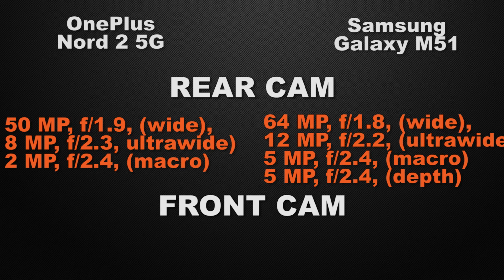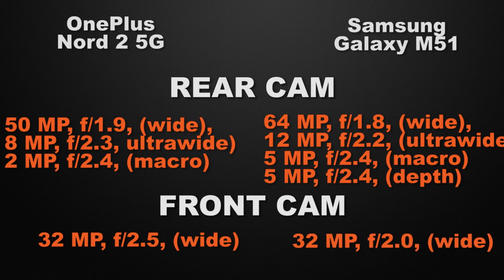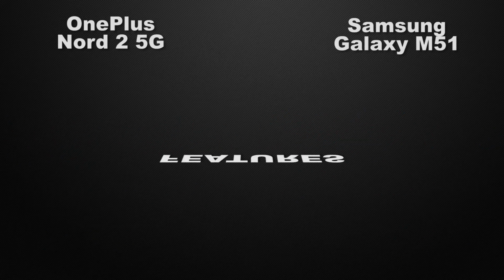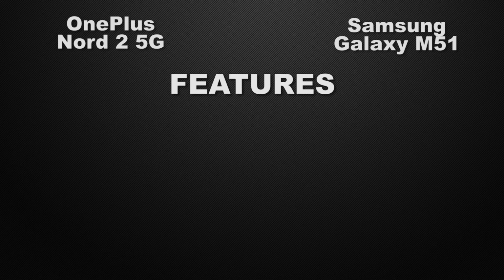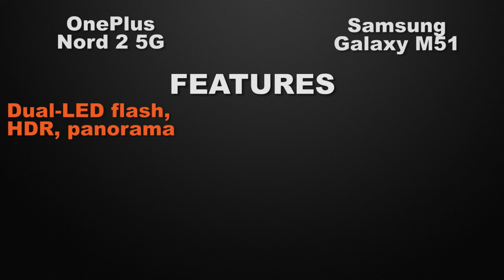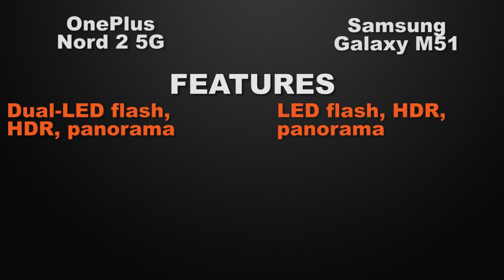And about the front camera of the devices, Nord 2 has a 32 megapixel wide camera, whereas M51 has a 32 megapixel wide camera. So the winner here is M51 because it has a low aperture, which can take low noise photos in low light conditions. Let's talk about the camera features of the devices. Nord 2 has dual LED flash, HDR and panorama, whereas M51 has LED flash, HDR and panorama. So the winner here is Nord 2 because it has dual LED flash.